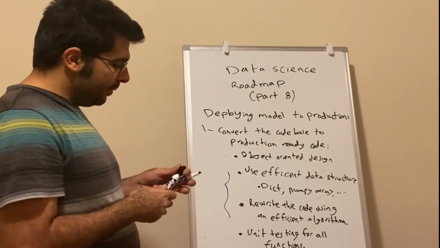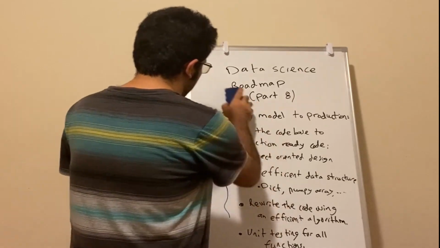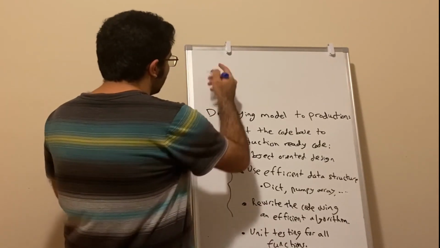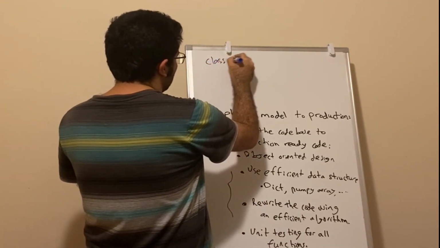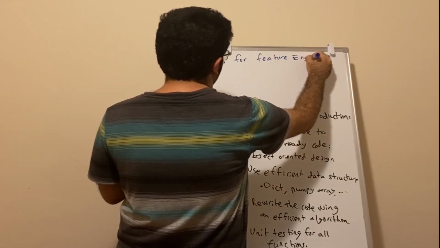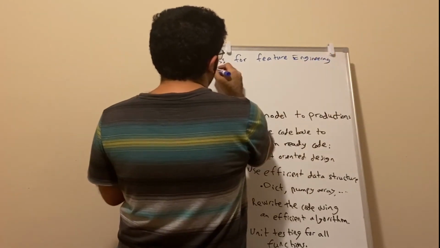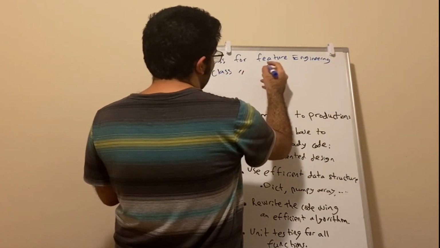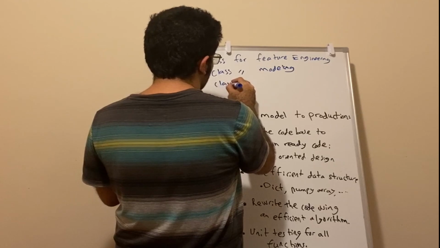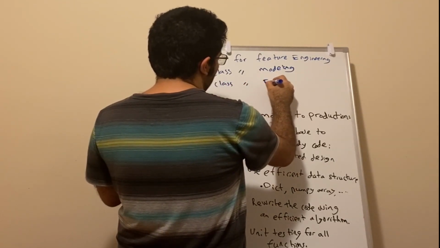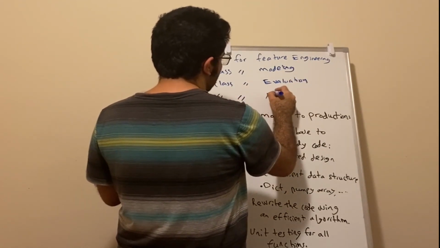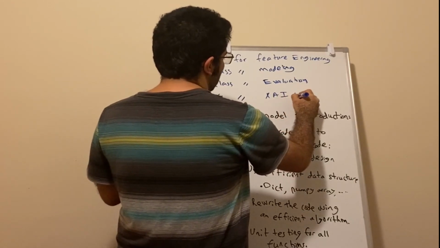Alright, so now let me tell you a little bit more actually. What should be the structure here? Typically, what should be the structure? The structure is a class for feature engineering, an object-oriented class for modeling, a class for evaluation, and a class for explainable AI, perhaps, or interpretability.